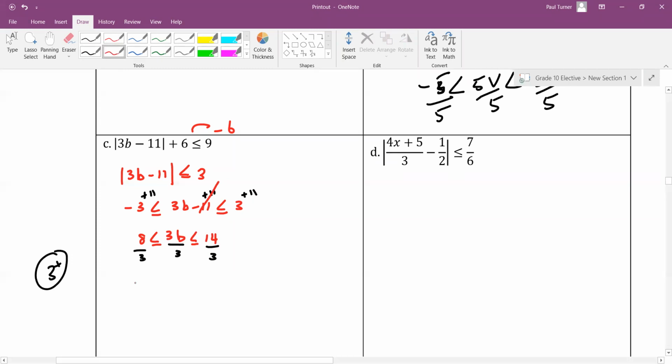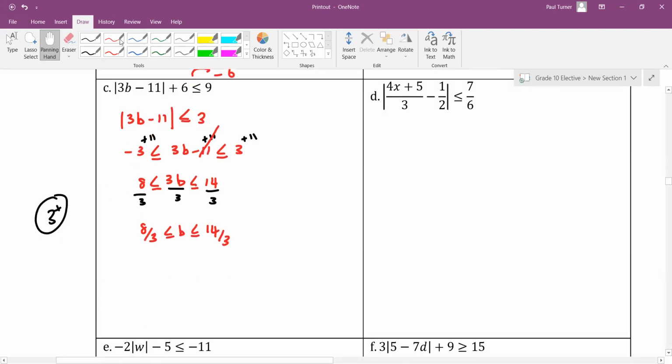So then we're going to get 8 on 3, less than or equal to b, less than or equal to 14 on 3. So that's your general form there. That's your solution, I should say. So you could write that as b is a member of... look at that, b. So look at what your variable is. So b is a member of the set 8 on 3 up until 14 on 3. Like that. That's the correct way to write it.